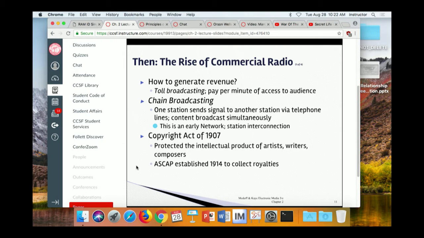And that is a really brilliant concept. It's an early network. The stations are interconnected, and that way you can make content in one place, really good content, and distribute it throughout the network, right? And so that's early network broadcasting. They called it chain broadcasting, versus what was called toll broadcasting, which was where some of these stations would sell you time, okay?